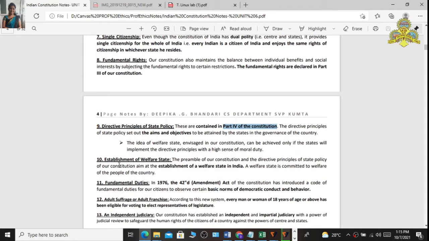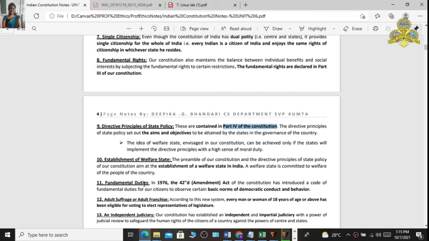One more feature is the establishment of welfare state. The preamble of our Indian Constitution, it explains about directive principles of state policy, which aims at the establishment of welfare state in India. This welfare means it is committed to the welfare of the people of the country. Okay, establishment of this welfare state. The objective of the welfare state is to provide or attain welfare of the people.